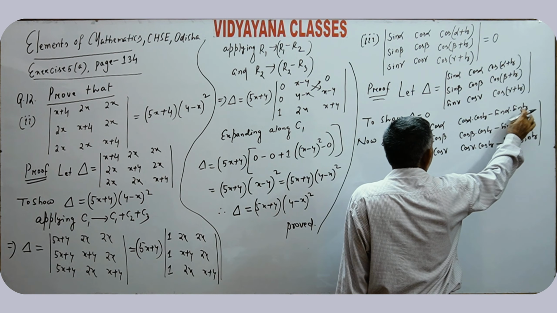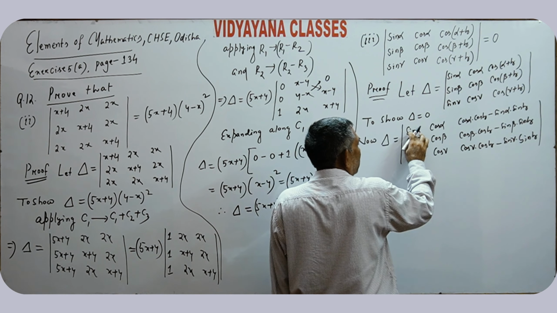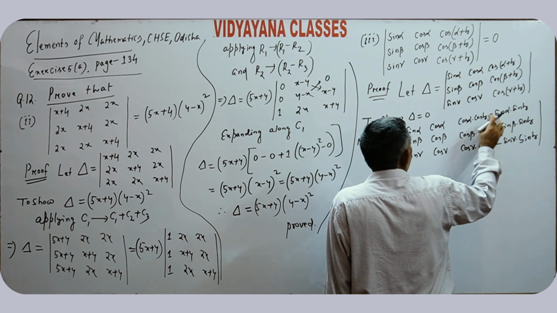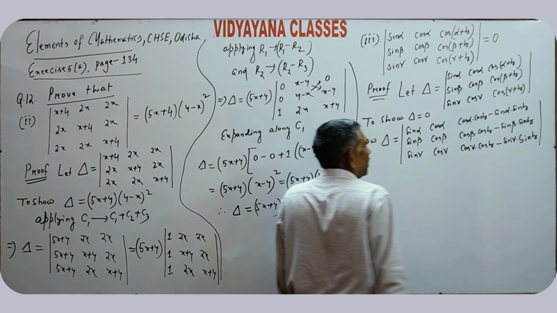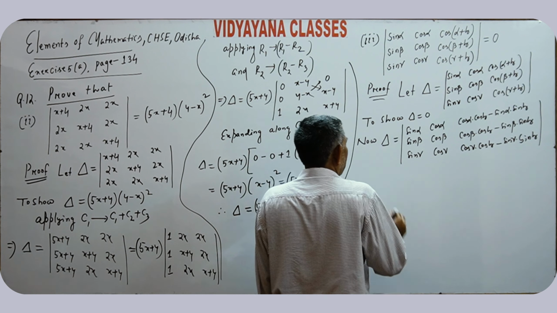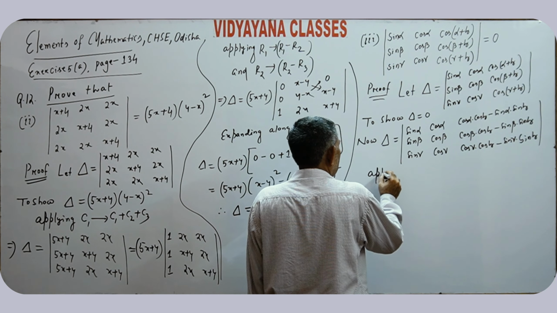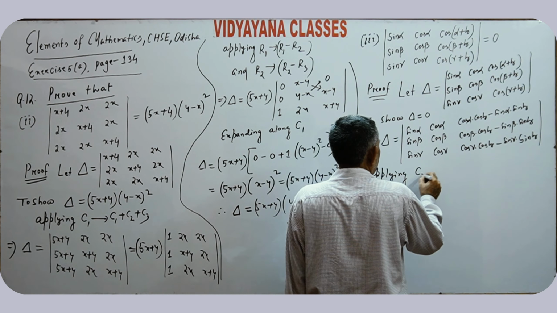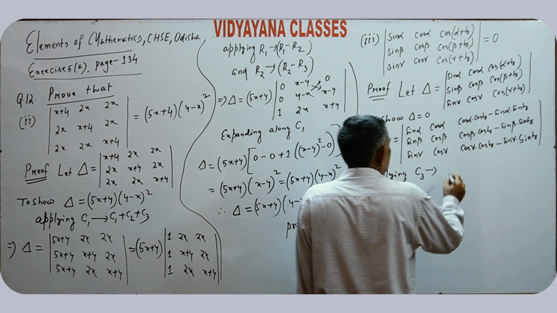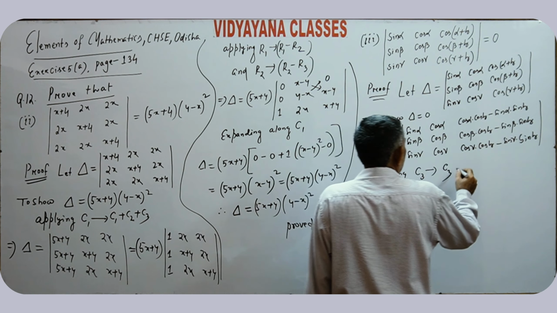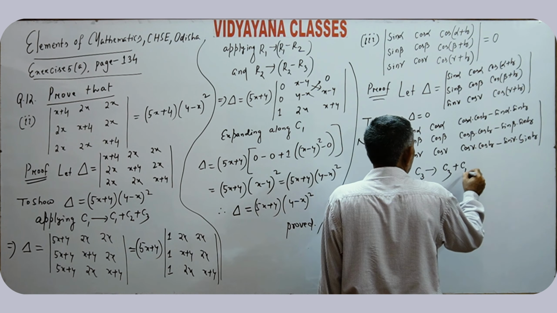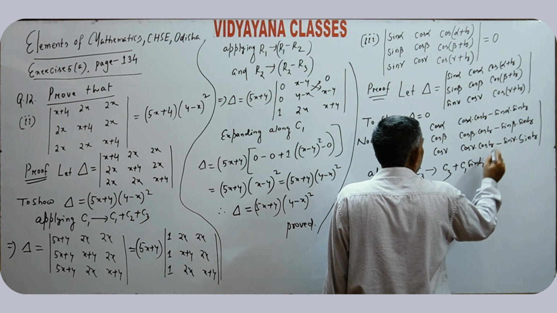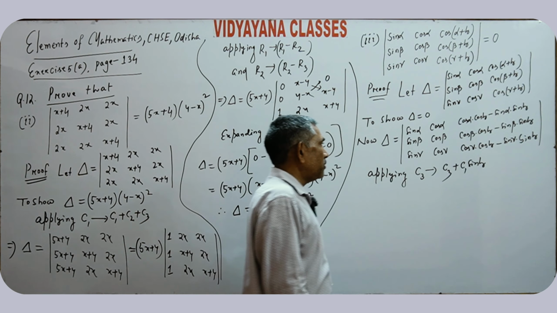Minus sin alpha into sin delta. It is sin alpha into sin delta minus sin alpha into sin delta, which cancel, that is 0. So apply C3 replaced by C3 plus C1 sin alpha into sin delta. It is minus, will be plus, so that it is 0.